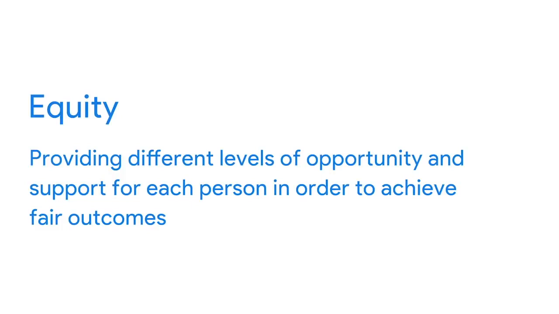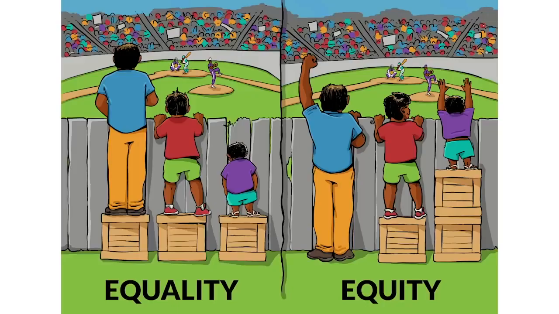Equity means providing different levels of opportunity and support for each person in order to achieve fair outcomes. To better understand the difference between equality and equity, check out this illustration. The illustration on the left represents equality because every person gets the same box to stand on. But because each person is a different height, the tallest person has a better view.